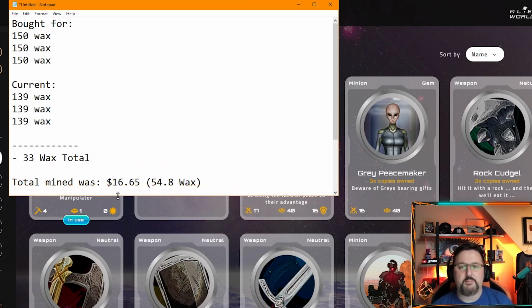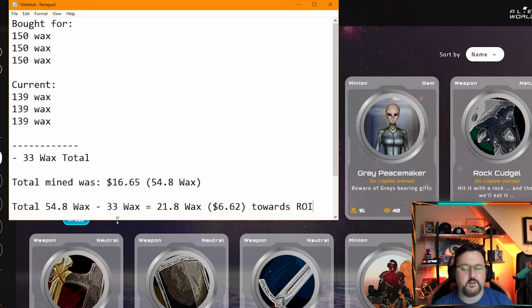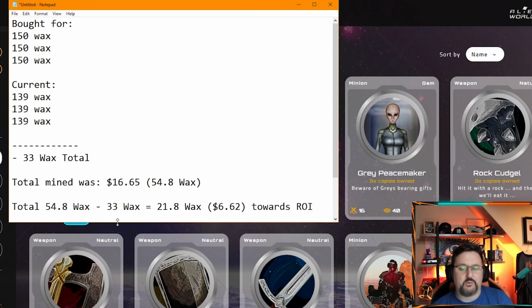So the total I mined in 28 days was $16.65, which was 54.8 wax. But now, don't forget, our value went down 33 wax. So unfortunately, we've only made 21.8 wax for $6.62 towards the ROI. And this is a lot of clicking. I'm clicking a lot. Probably, if I had to guess, I didn't do the average on this, I would say about 100 times a day.